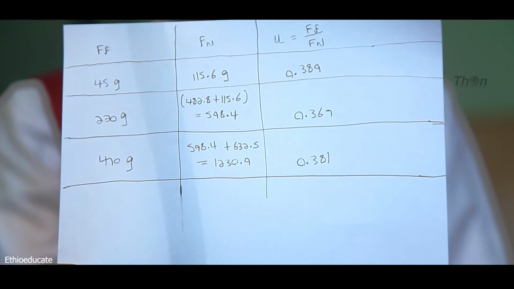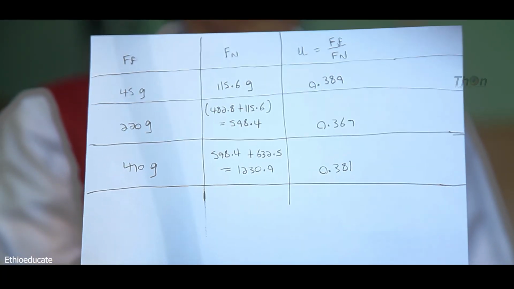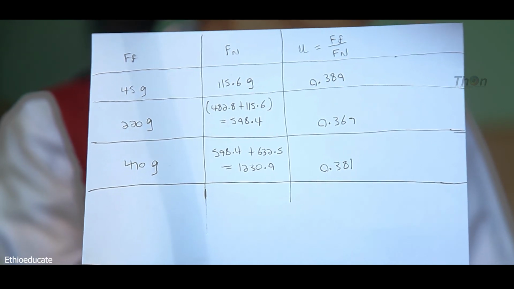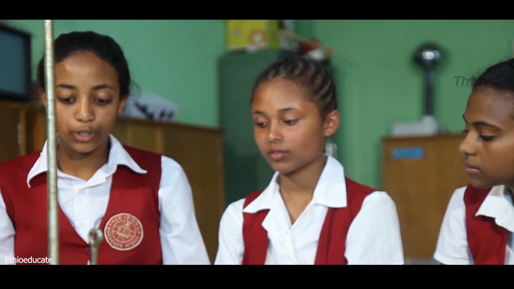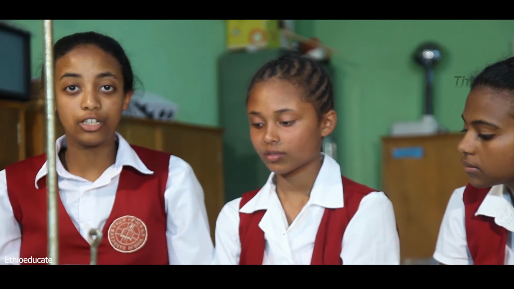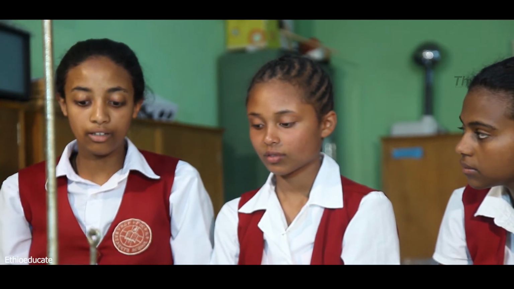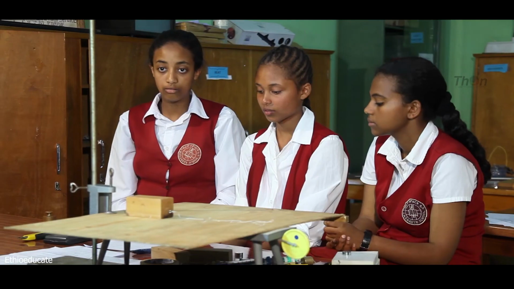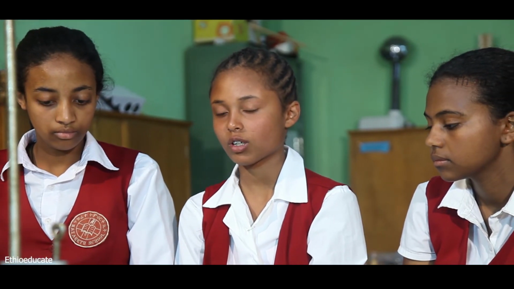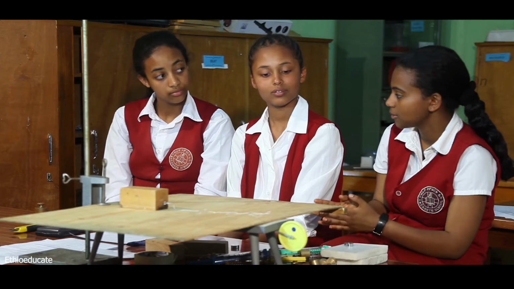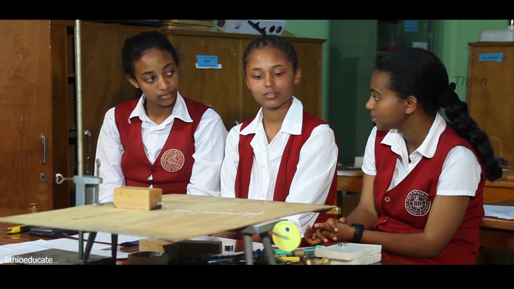And this is what we call the coefficient of static friction, which shows the constant of proportionality. So this shows that the ratio of frictional force and the normal force depends mainly on the nature of the material. So it does not depend on the normal force and the frictional force when they change. Okay, so now let's summarize the findings of our experiment.